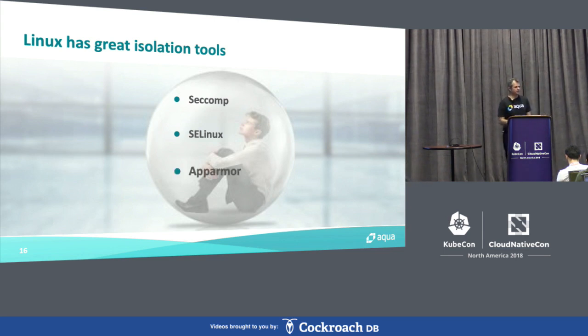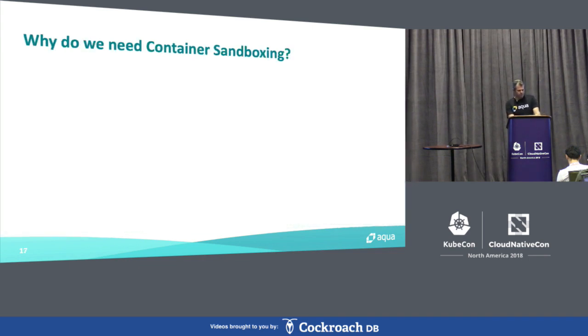And AppArmor is another example, which is quite similar to Seccomp. But the reality of all those tools is that they're not so easy to use or to manage. So the reason why sandboxing is becoming an option is because all those kernel isolation technologies are great, but when you start using them, you see that they're not so easy to use.